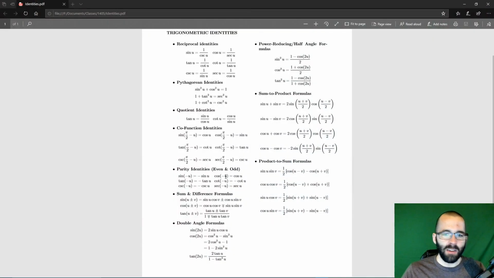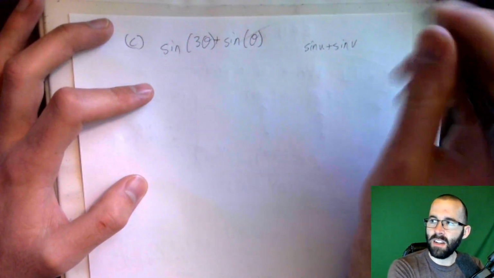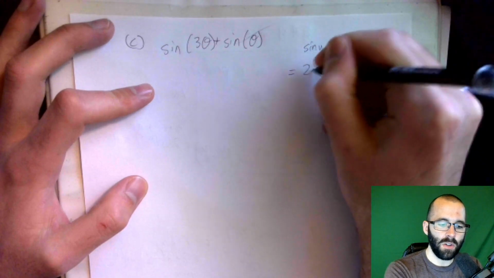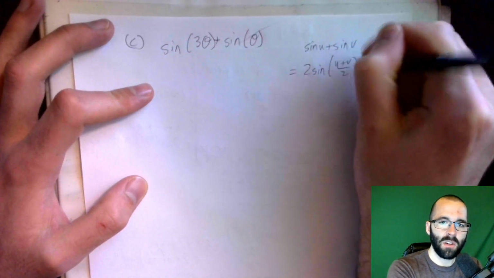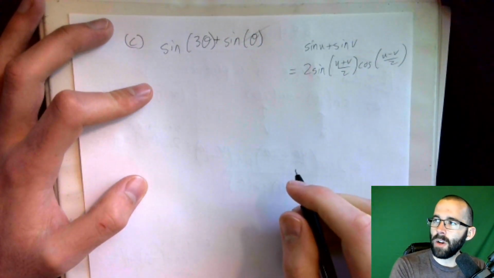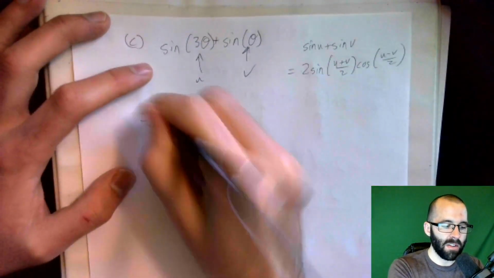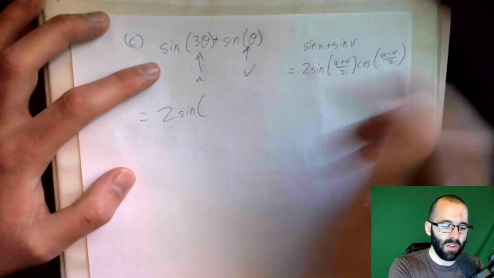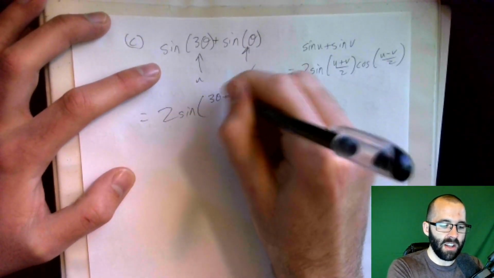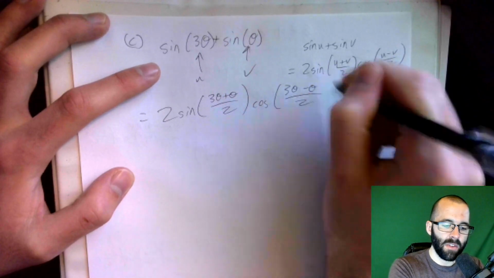All right, so we have sine plus sine. That's the very first one. 2 sine of their average, cosine of their difference divided by 2. Okay, sine of u plus sine of v equals 2 times the sine of their average, u plus v over 2, times the cosine of their difference divided by 2, u minus v over 2. Okay? And again, this is u, this is v. That's all we do. We get 2 times the sine of u plus v, 3 theta plus theta over 2, times the cosine of their difference, 3 theta minus theta, also divided by 2.